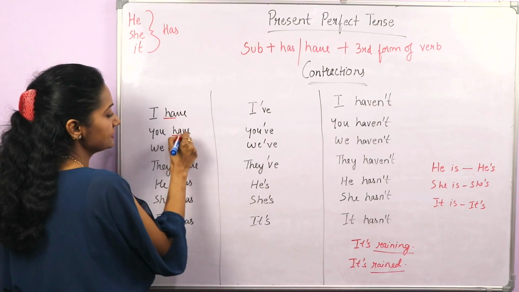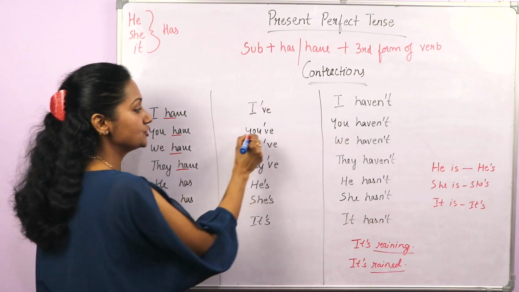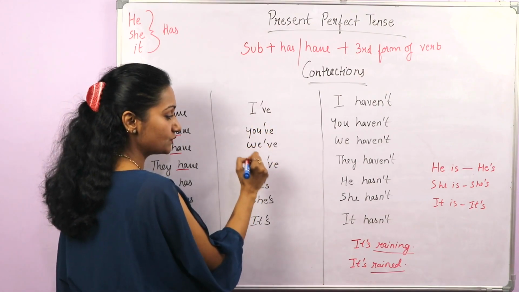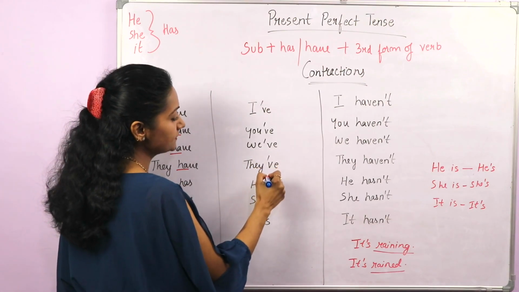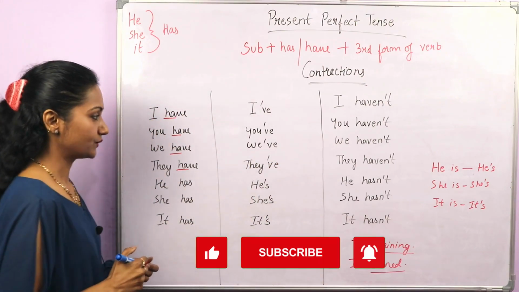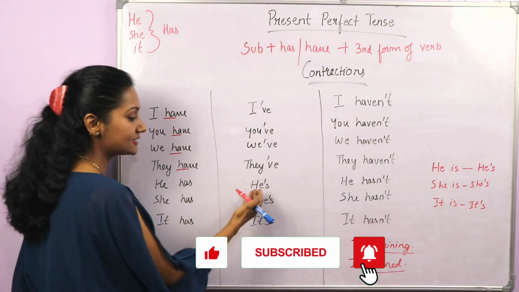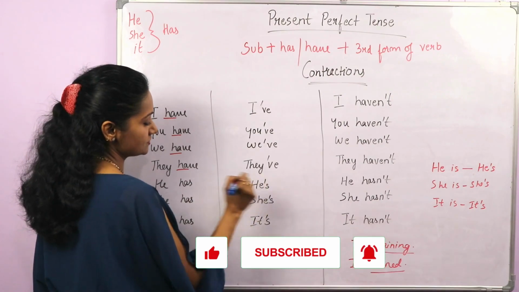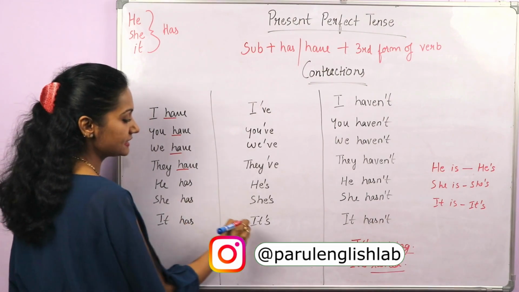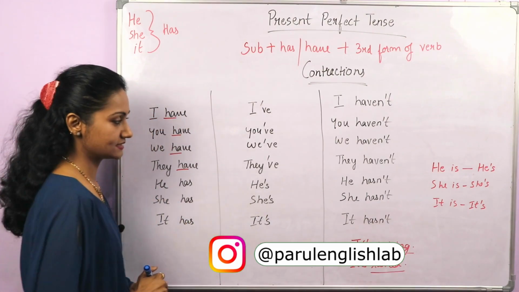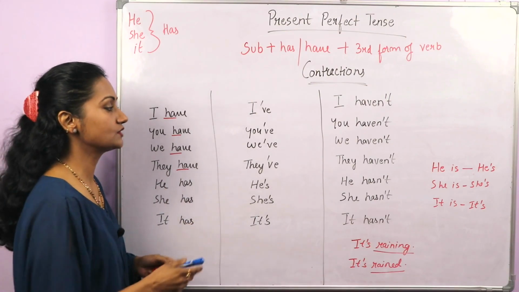You have, again this part HA, you just have to remove HA. So you apostrophe VE, we apostrophe VE, they apostrophe VE. Now he has is he's, he apostrophe S, she has, she apostrophe S, it has, it apostrophe S. So that is how we have to write the contractions.